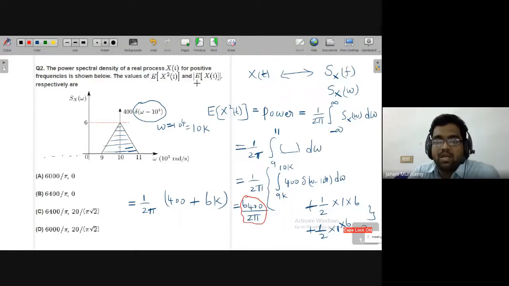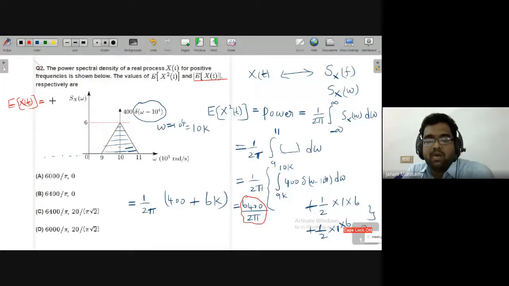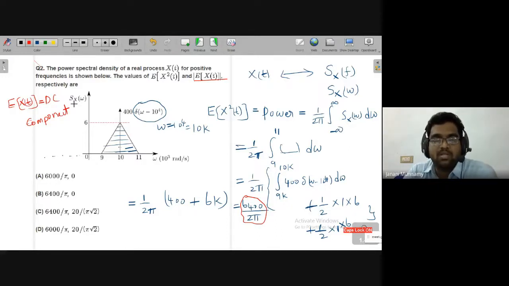The next, what they are asking, E of x of t. E means average value. Indirectly, it will indicate the DC component in the signal. Average value means the DC component present in the signal. The effective DC component present in the signal only will become the average.